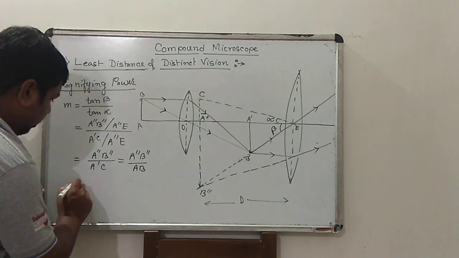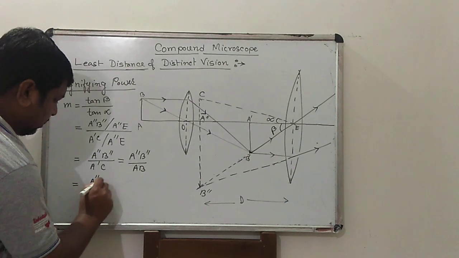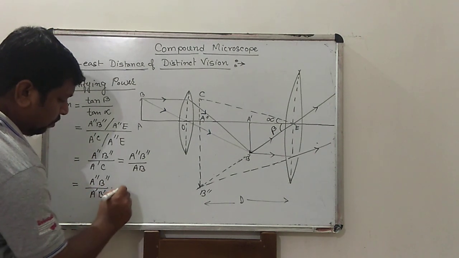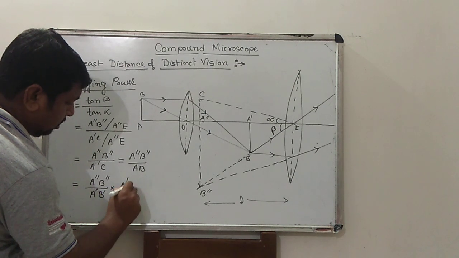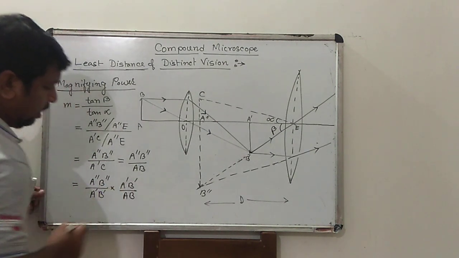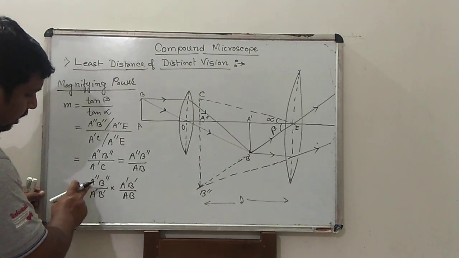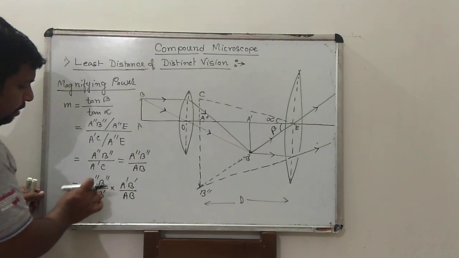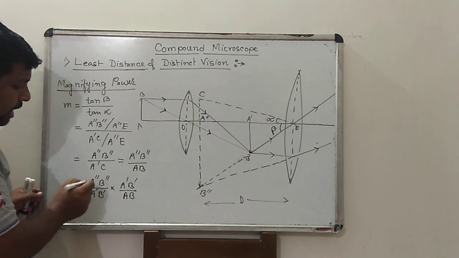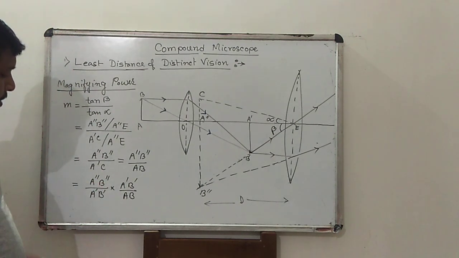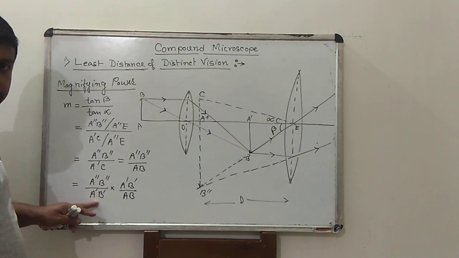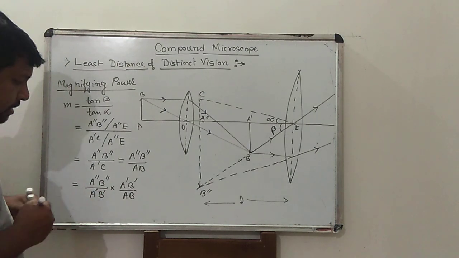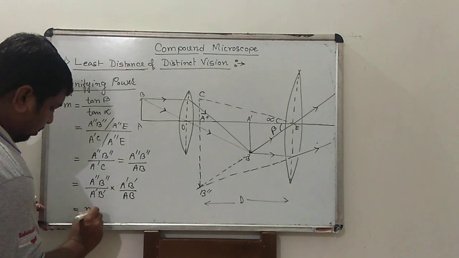So it can be written like this: A''B'' divided by A'B' into A'B' divided by AB. So A''B'' divided by A'B' is the height of the image of the eyepiece, and this is the height of the object for the eyepiece. So this is the magnification of the eyepiece.